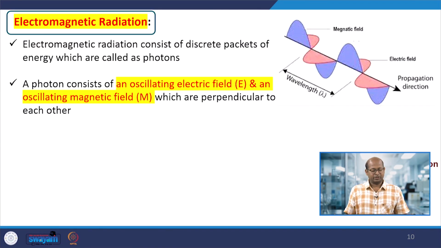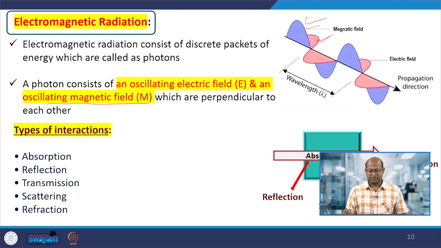What is electromagnetic radiation? When electric fields and magnetic fields interact, the radiation consists of discrete packets of energy called photons. It consists of oscillating electric fields and oscillating magnetic fields perpendicular to each other. That is the electromagnetic radiation that we have shown.